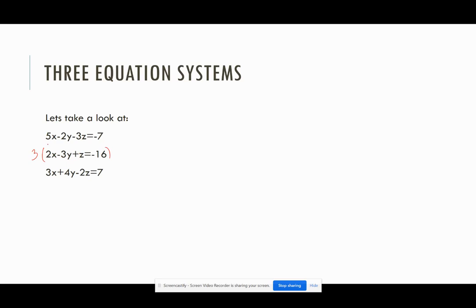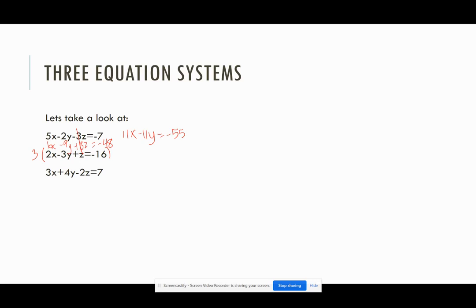So if I multiply this by 3, I get 6x, I'm going to write it up here, minus 9y plus 3z equals negative 48. Now we add. 3z's go away. This becomes 11x minus 11y equals negative 55. So that's just one of our normal systems problems. And we're going to do that again with this equation and the other to get rid of the z values.